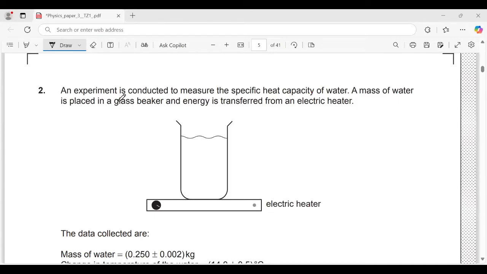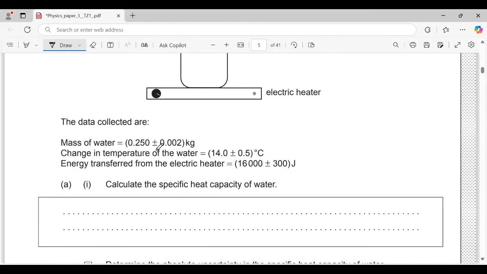An experiment is conducted to measure the specific heat capacity of water. A mass of water is placed in a glass beaker and energy is transferred from an electric heater. So this is the electric heater and this is the beaker with water inside. Next, the data collected are the mass of water, the change in temperature of the water, and the energy transferred from the electric heater. Calculate the specific heat capacity of water.